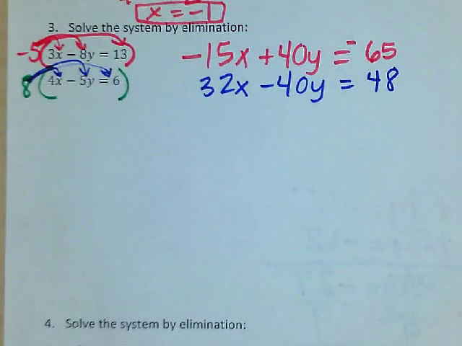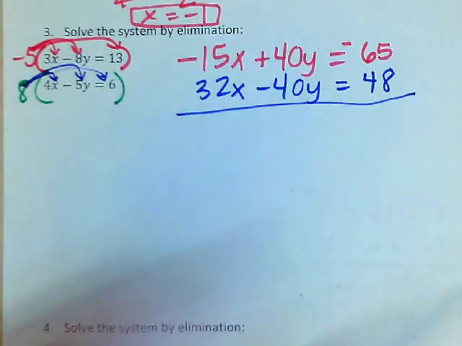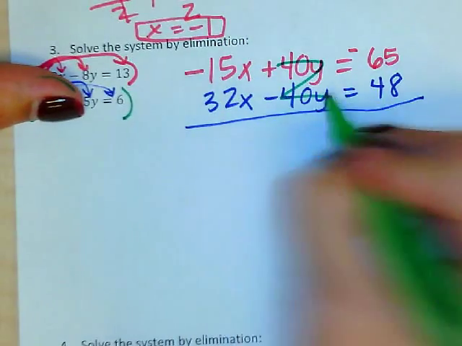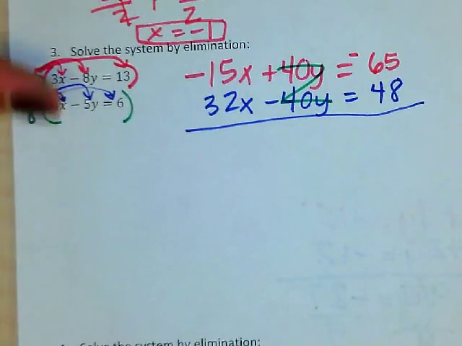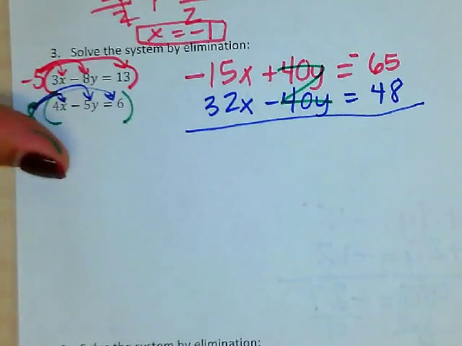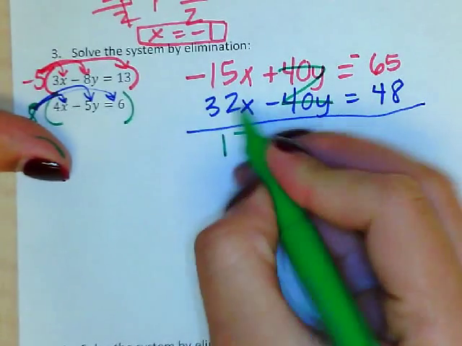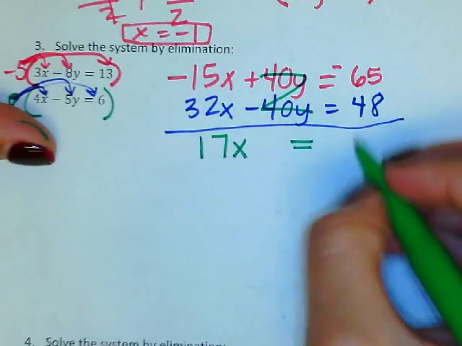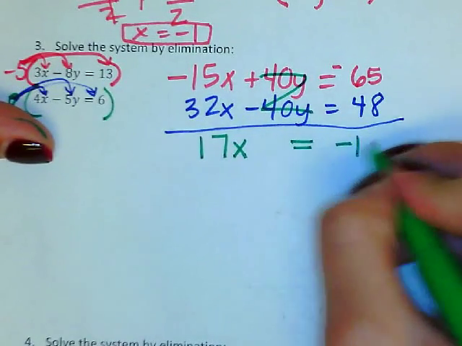And from there, you can see that now the y's can be canceled. Okay? So my next step would be to add them together. We are going to eliminate the y's. And then I'm going to subtract these two because they are different signs. So I'm going to get 17 and the 32 wins, so positive 17x. There's no more y's. And then here I'm going to get negative 17.